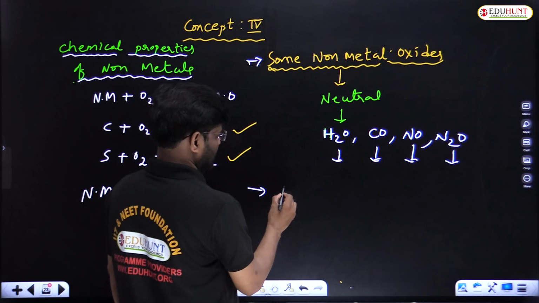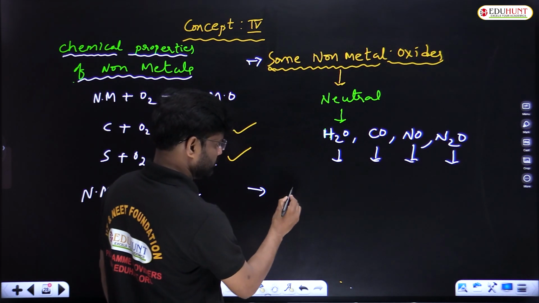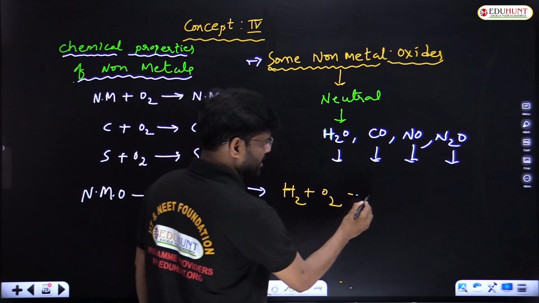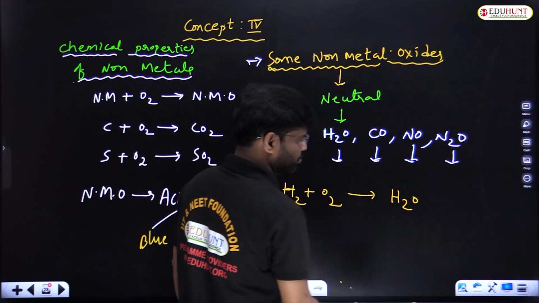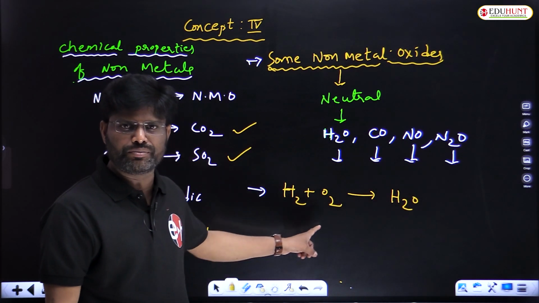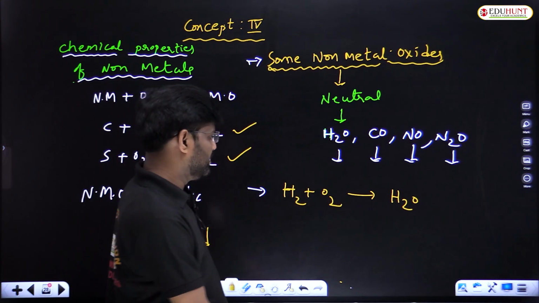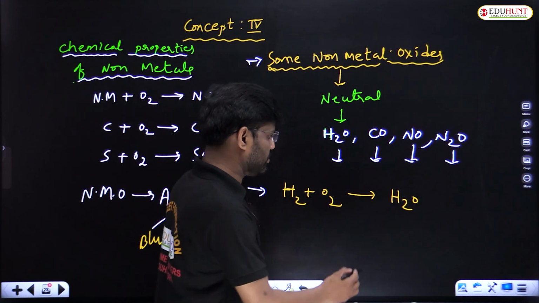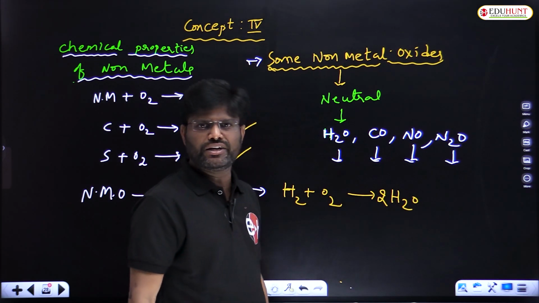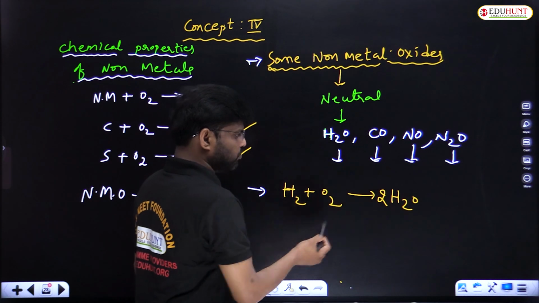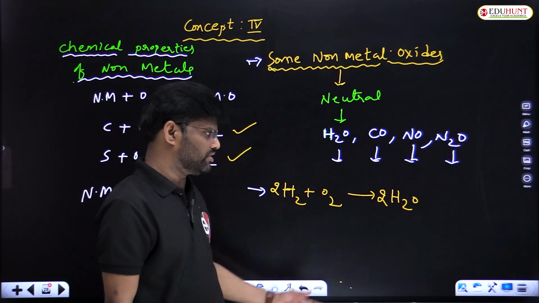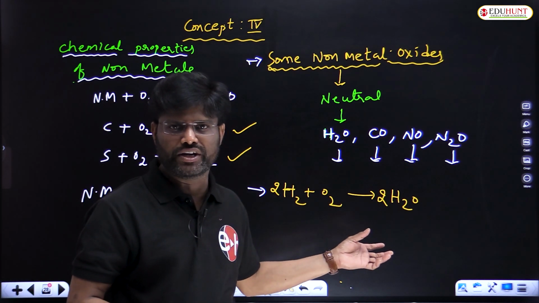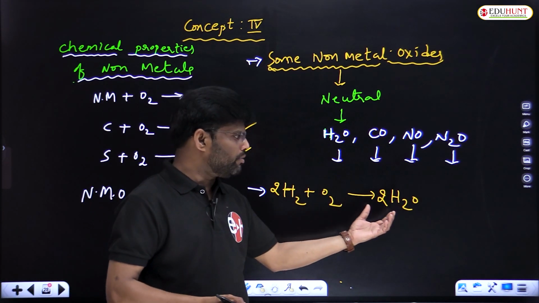Hydrogen bonds in the presence of oxygen and produces H2O, children. In order to balance this equation, here oxygen is 2 and here only one oxygen, so I am keeping 2 here. Here 2 twos are 4 hydrogens and here 2 twos are 4 hydrogens. This is balanced. Hydrogen bonds in the presence of oxygen and produces water. This is the non-metal oxide preparation.